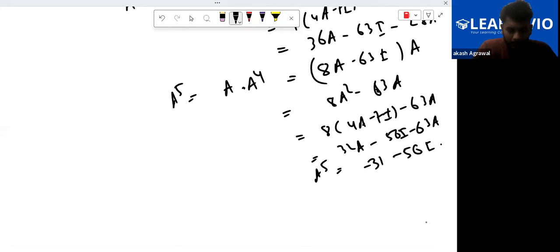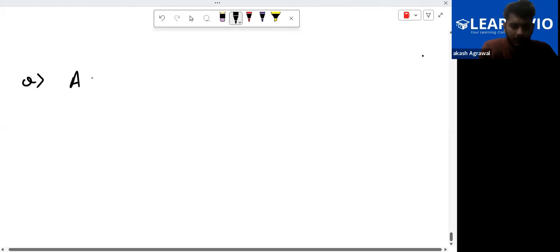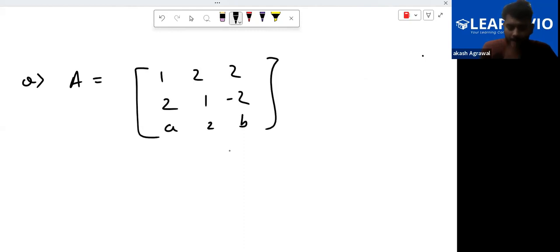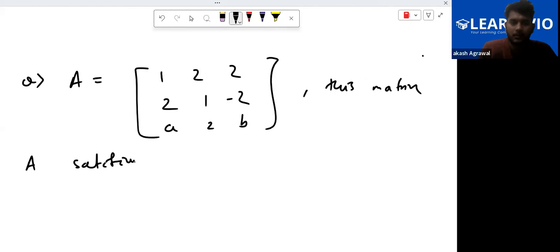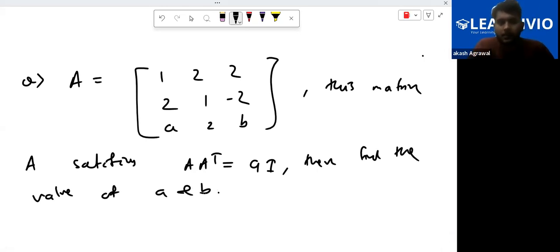Next question. We have A equals the matrix with rows 1, 2, 2; 2, 1, minus 2; a, 2, b. They are saying this matrix A satisfies A A transpose equals 9I. Then find the value of a and b. Okay. You remember transpose? What is transpose?